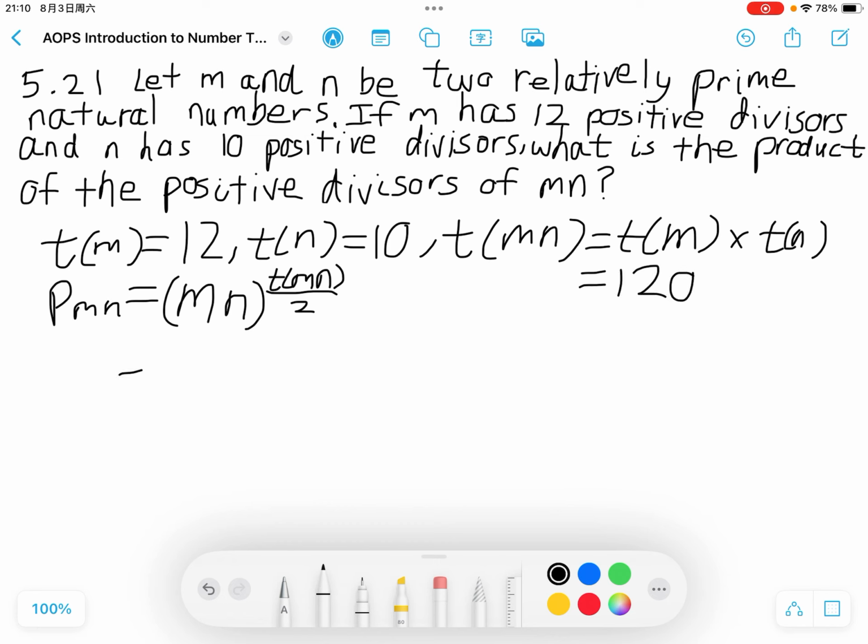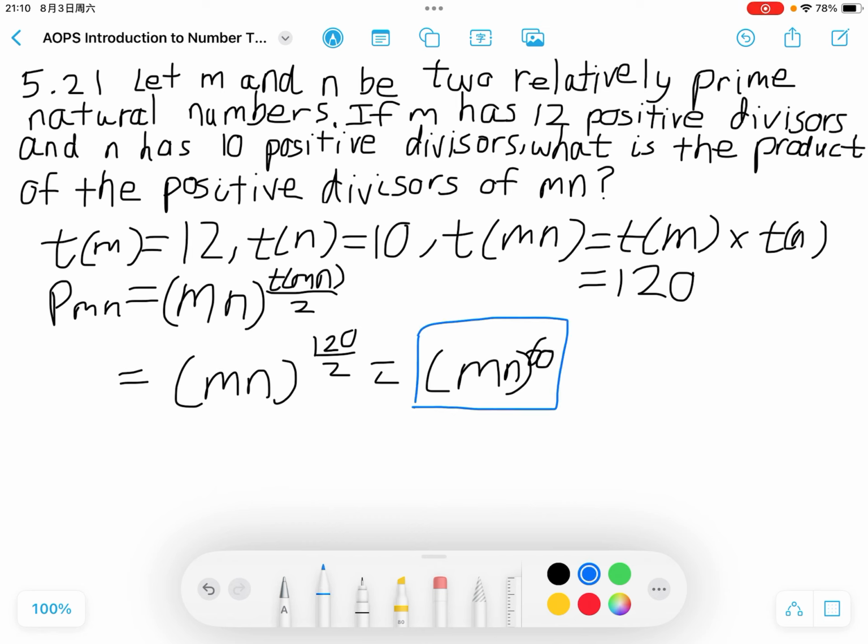So our answer here is going to be mn to the power of 120 over 2, which is mn to the power of 60. So this is our final answer, and the key here is to realize that P(mn) is equal to mn to the power of T(mn) over 2.